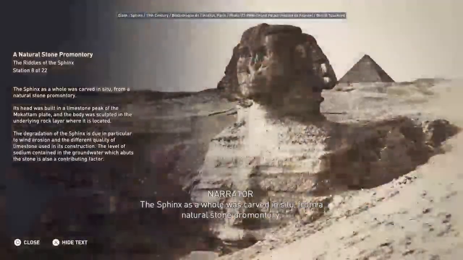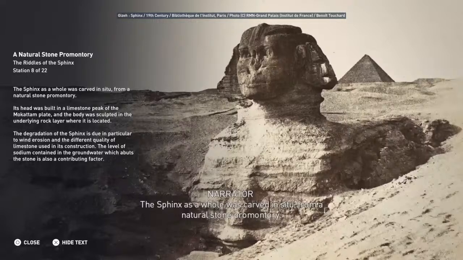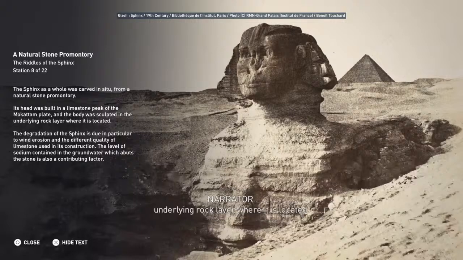The Sphinx as a whole was carved in situ from a natural stone promontory. Its head was built in a limestone peak of the Mukattam Plate, and the body was sculpted in the underlying rock layer where it is located.